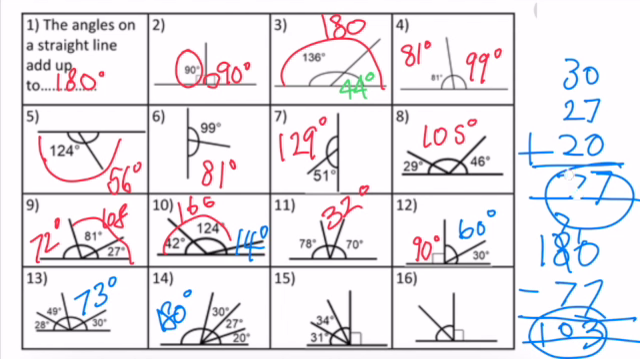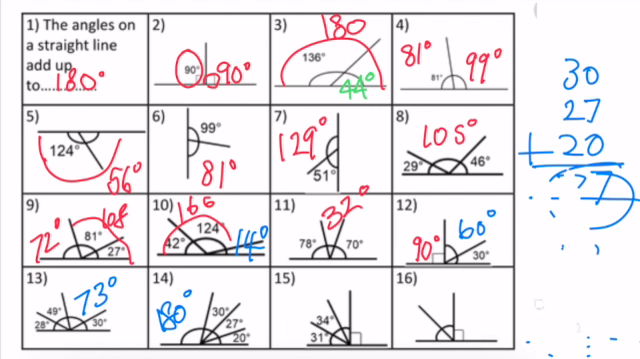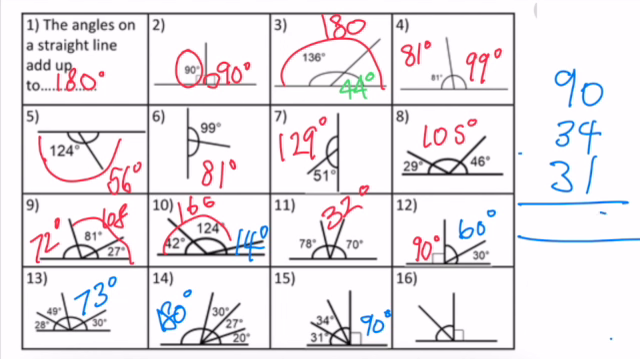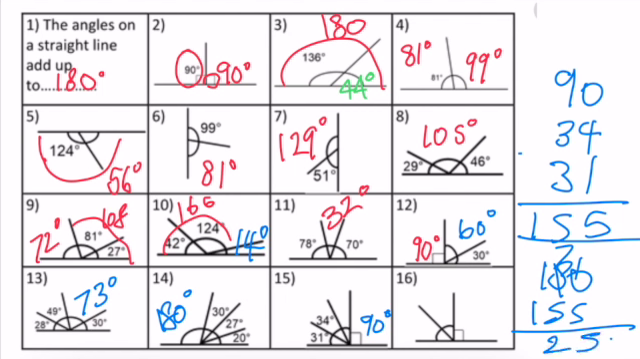Number 15. So we've got a right angle again, because you can see that from the square. So we know that this is 90 degrees. So I'm going to do 90, add 34, add 31. That's 5. 9, 10, 11, 12, 13, 14, 15. So that's 155. So 180 take away 155. So 5, 2, so it's 25 degrees.